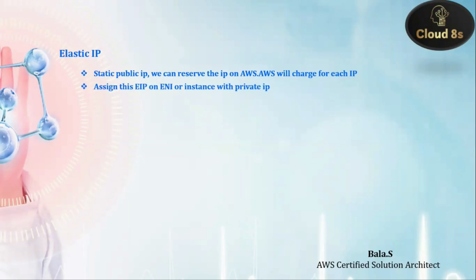We can assign those Elastic IPs to an ENI, where ENI means Elastic Network Interface, or at the instance level. We will see that ENI in an elaborative way in an upcoming session. Now we'll switch into the console and see how it works on the AWS console level.